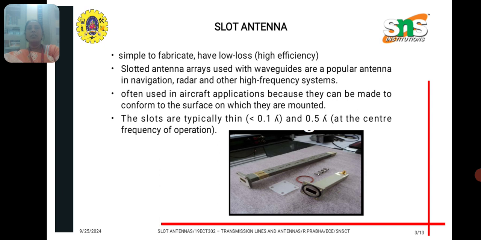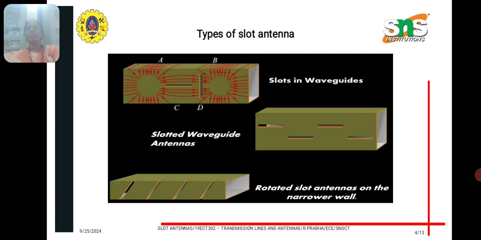Slotted antenna arrays used with waveguides are a popular antenna in navigation, radar, and other high frequency systems. It is often used in aircraft applications because it can be made to conform to the surface on which it is mounted. The slots are typically thin, that is less than 0.1 lambda to 0.5 lambda at the center of the frequency of operation. There are several types of slot antenna. We can make a slot in waveguides, so we get a slotted waveguide antenna, and we can also make the slot antenna as a narrow air valve.